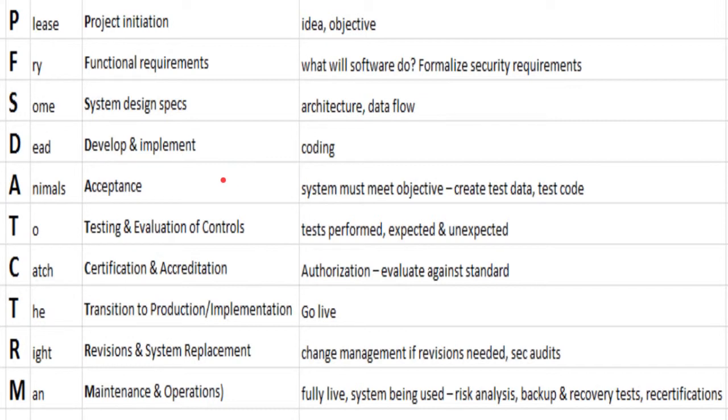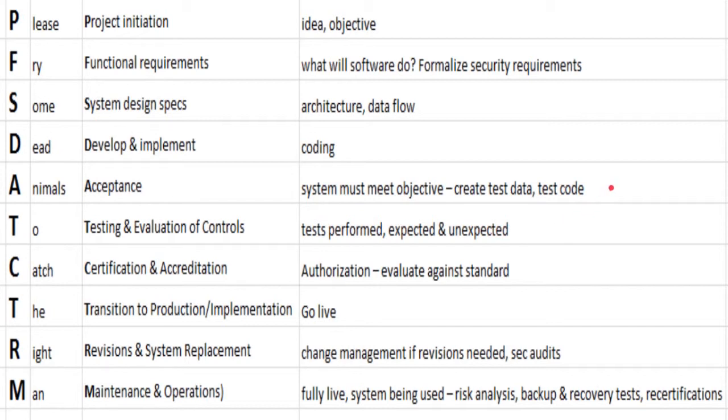During the acceptance phase, this is where it's decided whether or not the system meets the objective. It's where the test data is created and the code is tested. Now, this could be a little difficult to differentiate between this and the next phase, which is the testing and evaluation of controls. This is where actual tests are performed, both expected and unexpected.